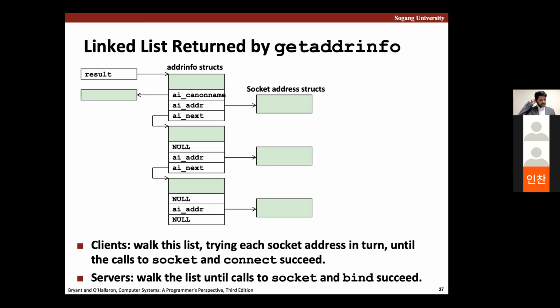Similarly, on the server side, because we have seen that both client and server call get address information in the picture a couple of slides back, with the same pattern the server tries each socket address on the list until the calls to socket and bind succeed, and the descriptor is bound to a valid socket address. So open_listenfd is like open listen file descriptor. All these things happen through this get address information structure.